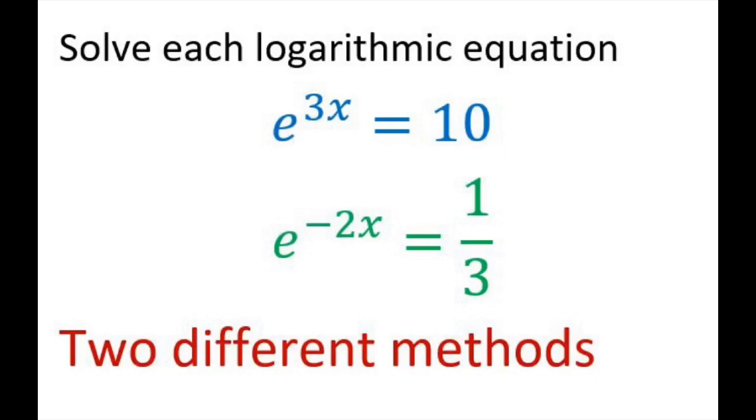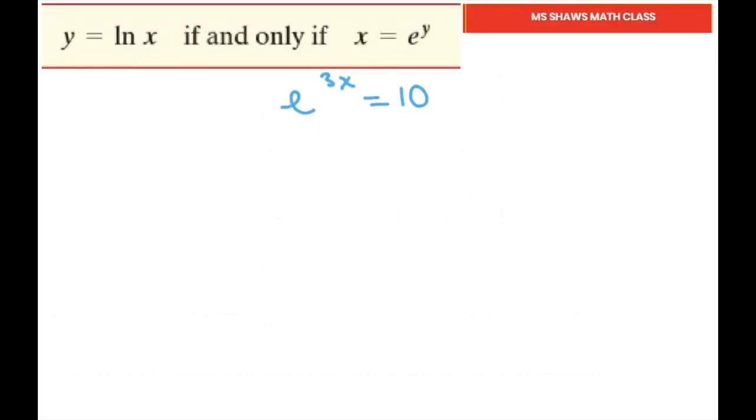We're going to solve each equation here using logarithms. This is actually exponential, so I should just change this to exponential. But anyway, logarithms are exponents, so it doesn't matter. And I'm going to use two different methods. The first method is just to use the formula.